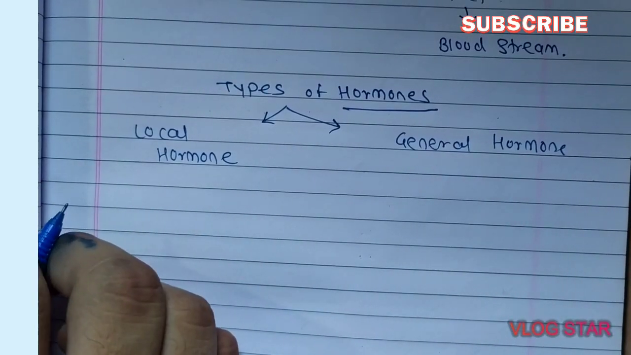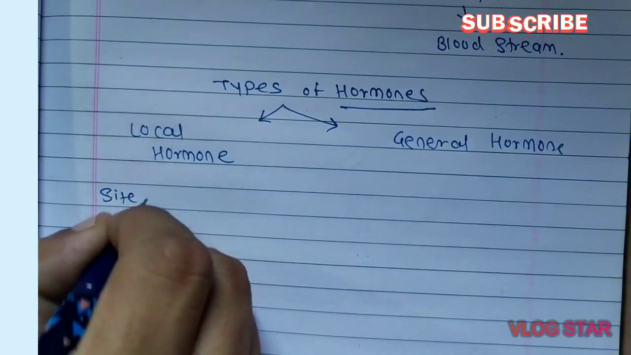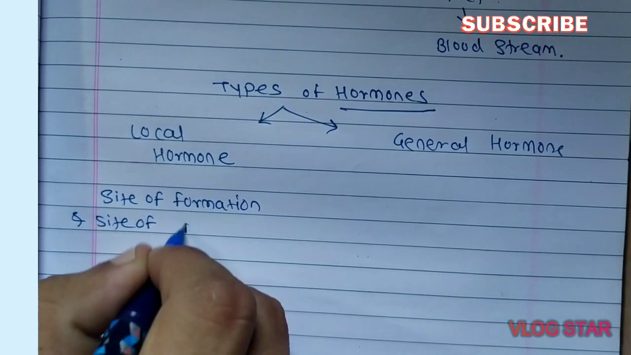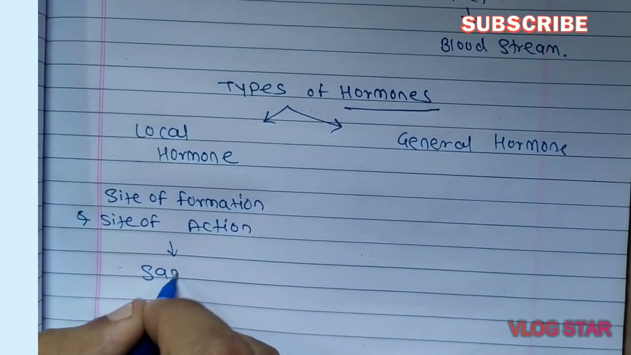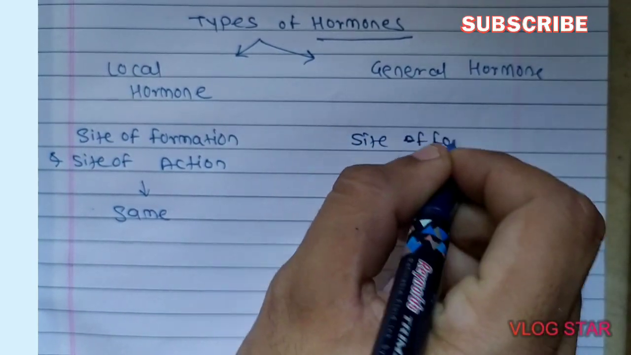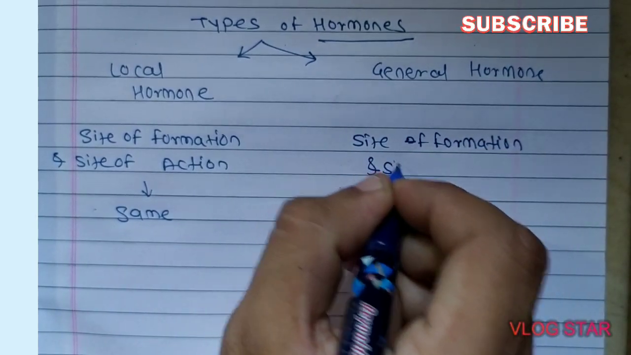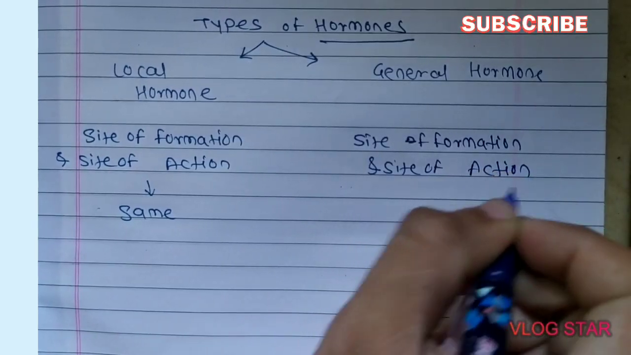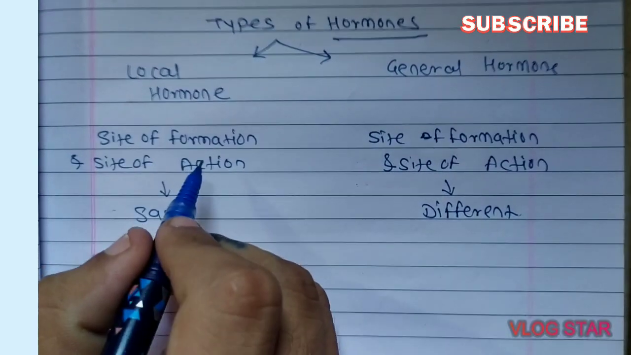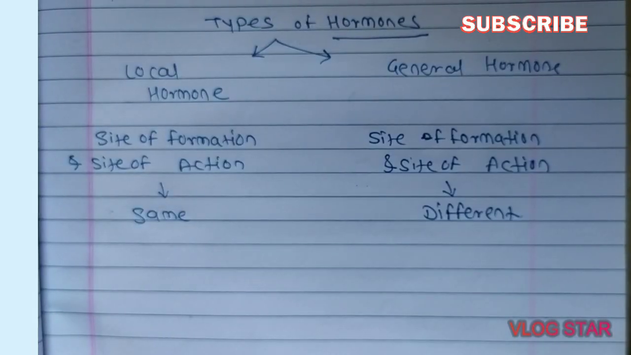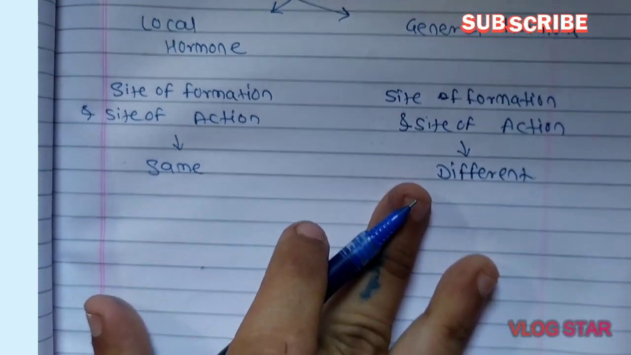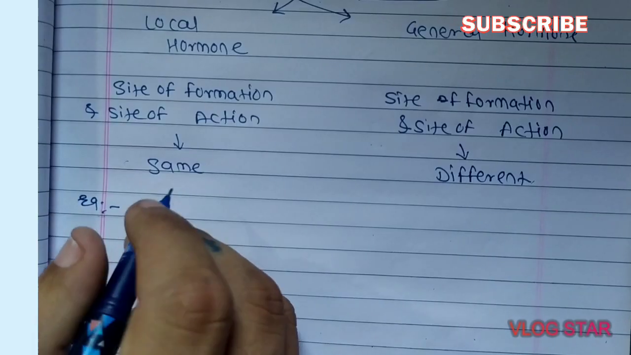Local hormones have the same site of formation and site of action. General hormones have a different site of formation and site of action. So local hormones are hormones whose site of formation, meaning where they get formed, is the same place where they act. And for general hormones, the site of formation and site of action are different. So what are the examples of local hormones?